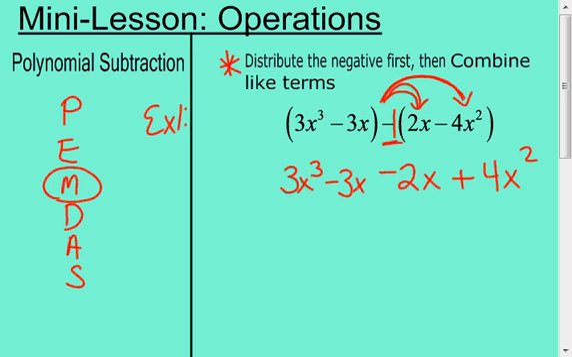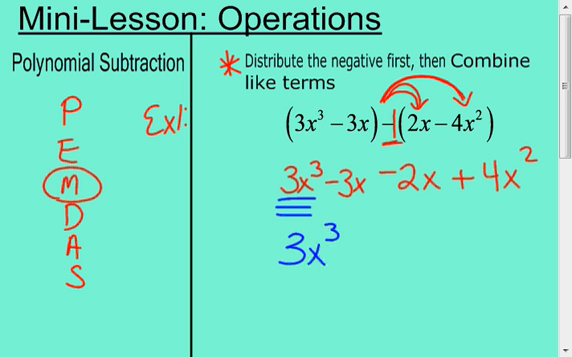So let's see what our like terms are. It looks like our highest degree is x to the third. Go ahead and identify that. Are there any other x to the thirds? I haven't found any, which means there's not, so I'm going to bring down 3x cubed.